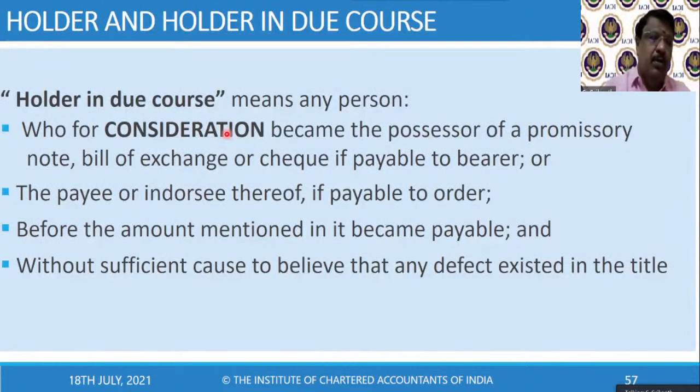Okay. Without sufficient cause to believe that any defect existed in the title. So basically, holder in due course gets possession of the instrument for consideration without cause to believe that there is any defect.